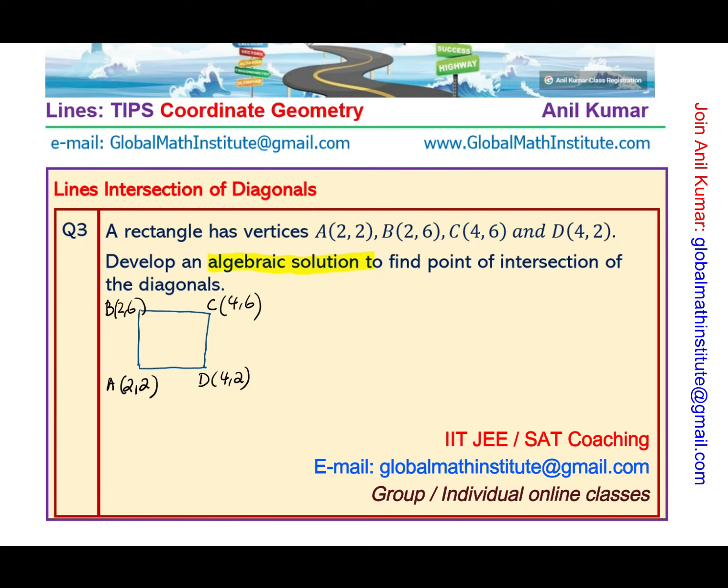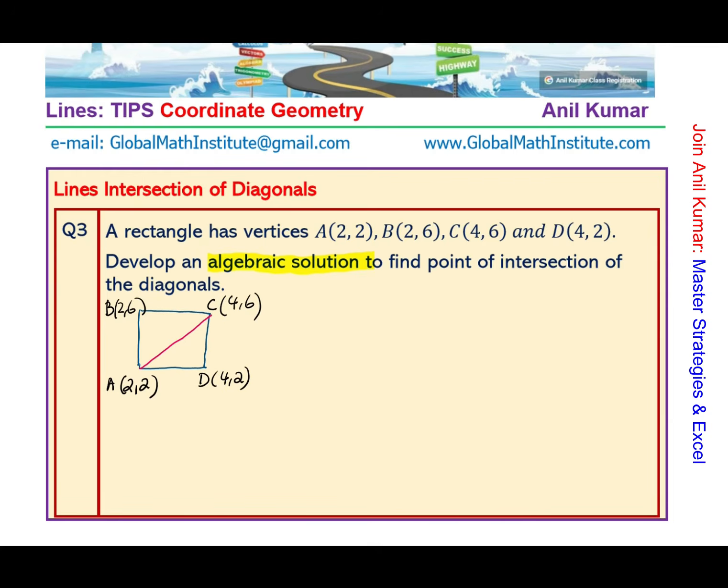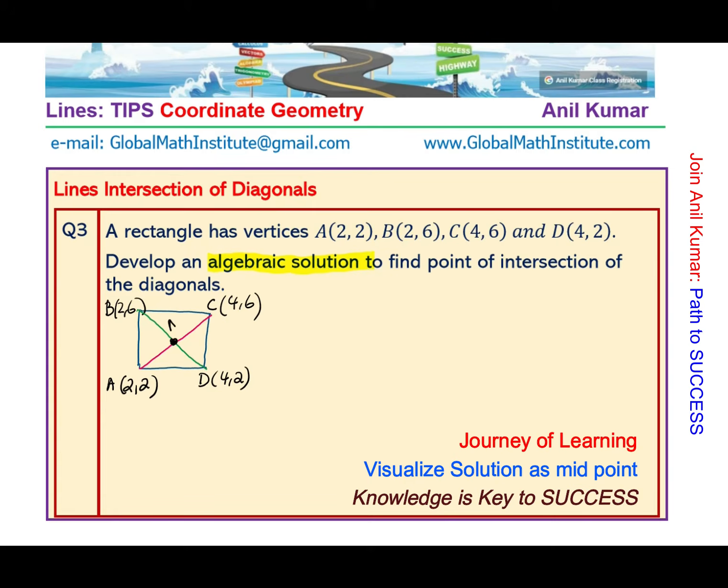So we have horizontal and vertical lines, as you can see. The diagonals from A to C will be kind of like this, and that from B to D will be this, and the point of intersection will be right there. If this was an objective type question, or if the develop an algebraic solution was not a statement, then we could have found this point very easily, right? Let's call this point as M.